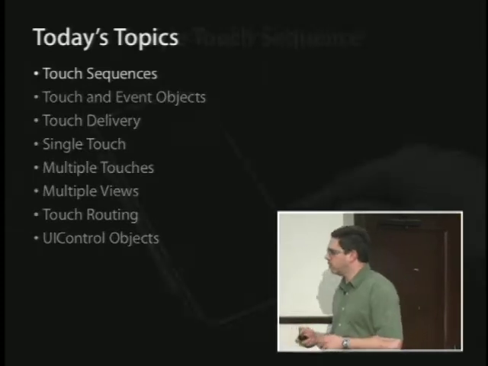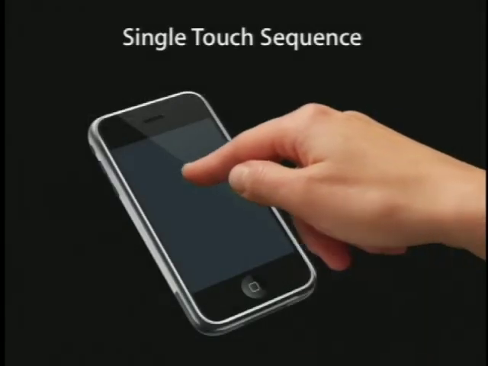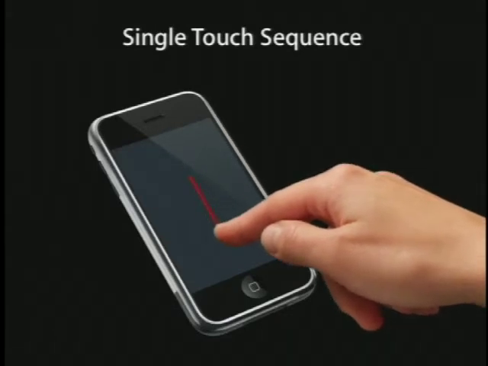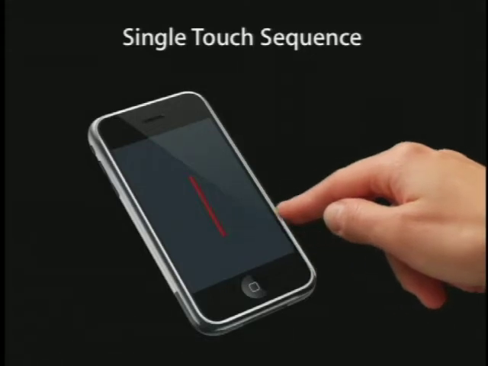So let's start with what a touch sequence is. It starts when the finger contacts the screen, obviously. We'll continue to update the touch location as the finger moves around on the screen, and then you'll be told when it lifts.